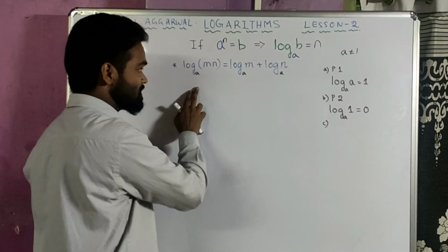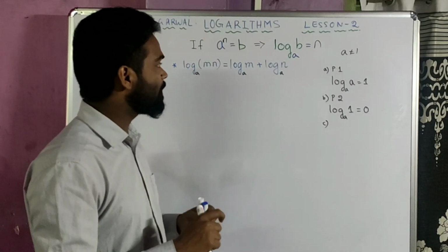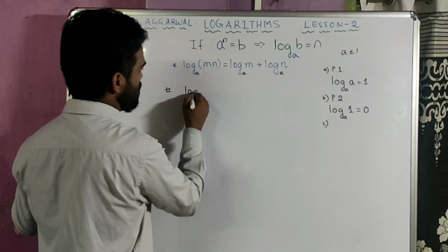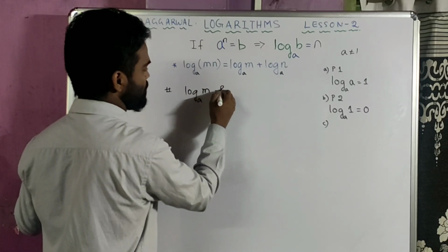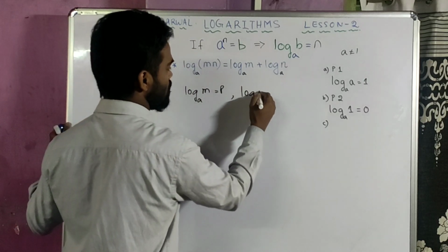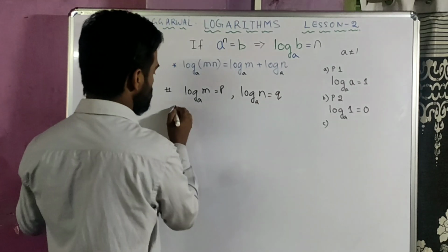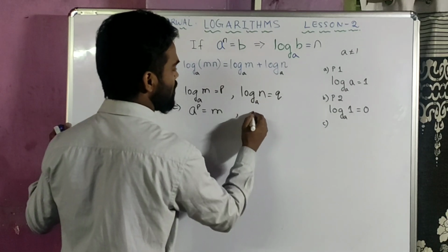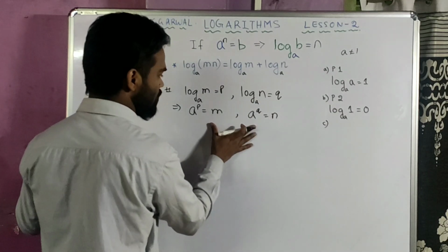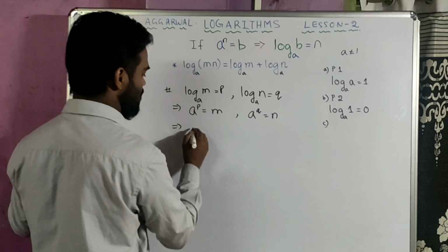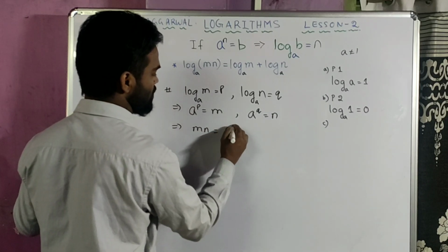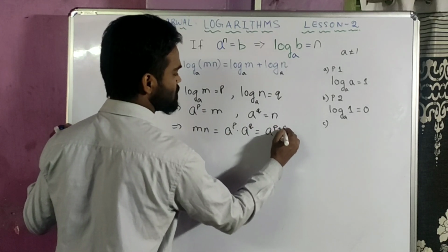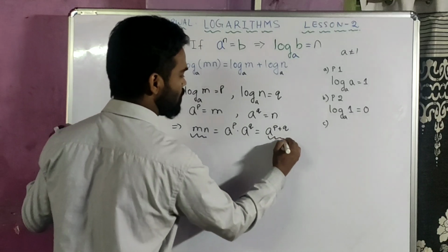Log mn to the base a is equal to log m plus log n with the same base. How come? Look over here. Suppose I take log m base a as p and I take log n base a as q. So in exponential form, it will be a to the power p equals m, and a to the power q equals n. Now you multiply these two. So mn equals a to the power p multiplied by a to the power q, which equals a to the power p plus q. So your mn is equal to this.